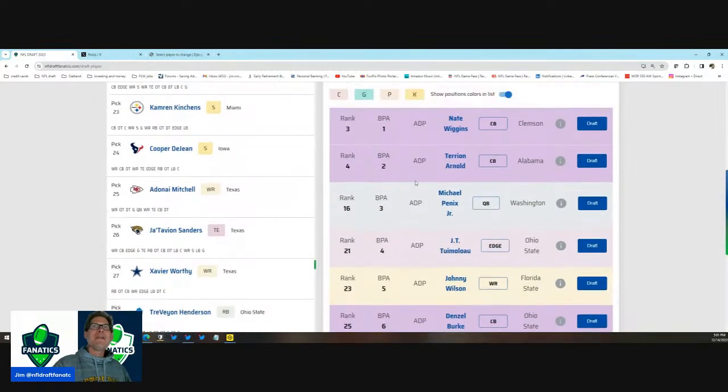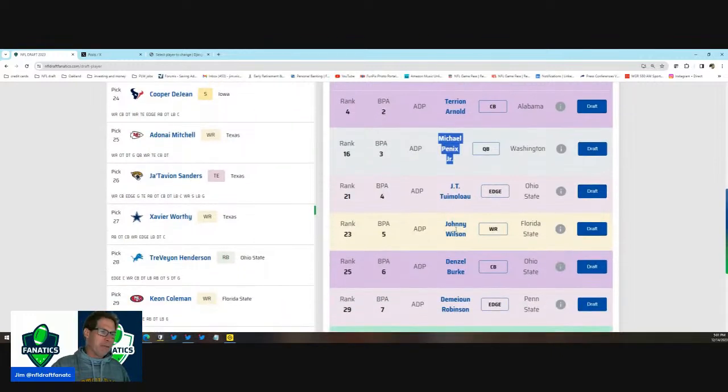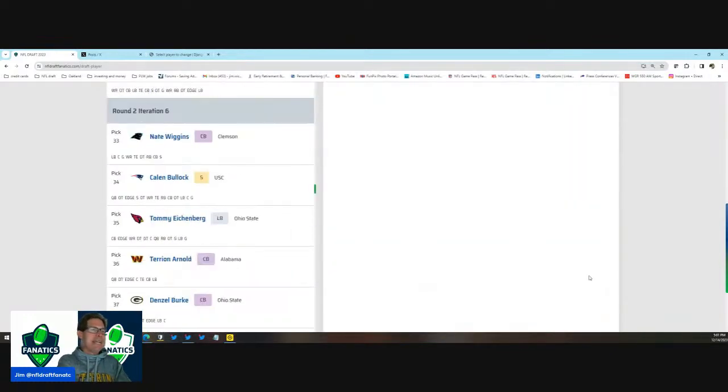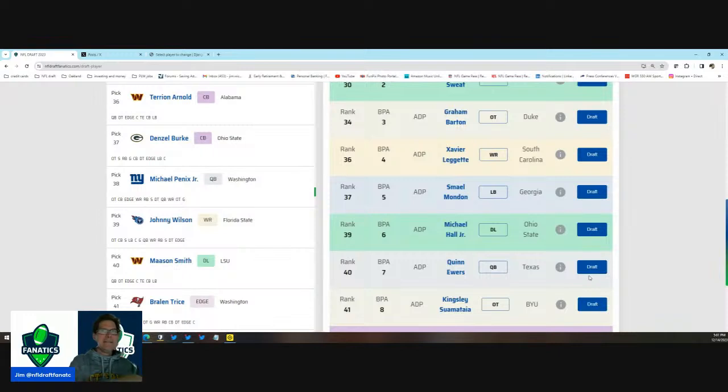So let me also point out a couple of other things. So I see Penix high on the Eagles draft card. Okay, I don't think the Eagles have taken a quarterback in round 1. If you disagree with me, feel free to tweet me at NFL Draft Fanatic. I welcome all comments, positive and negative. So I like Chop Robinson, and because he's underneath the quarterback, he's 29th. The quarterback is 16th. I'm taking the player under the quarterback.